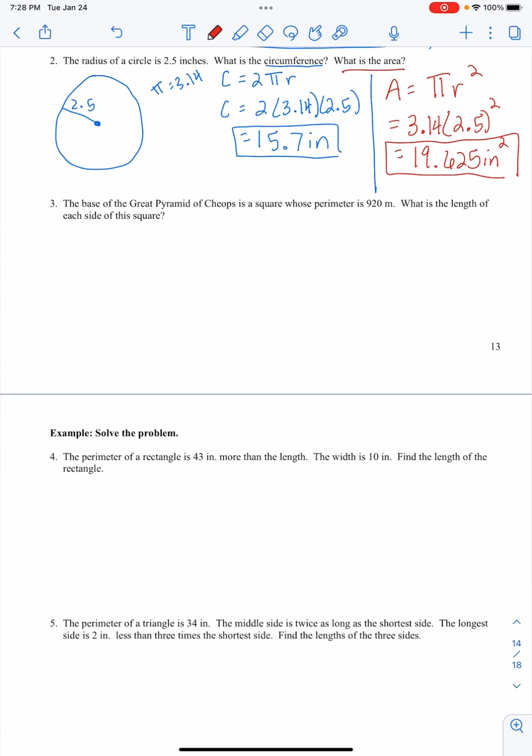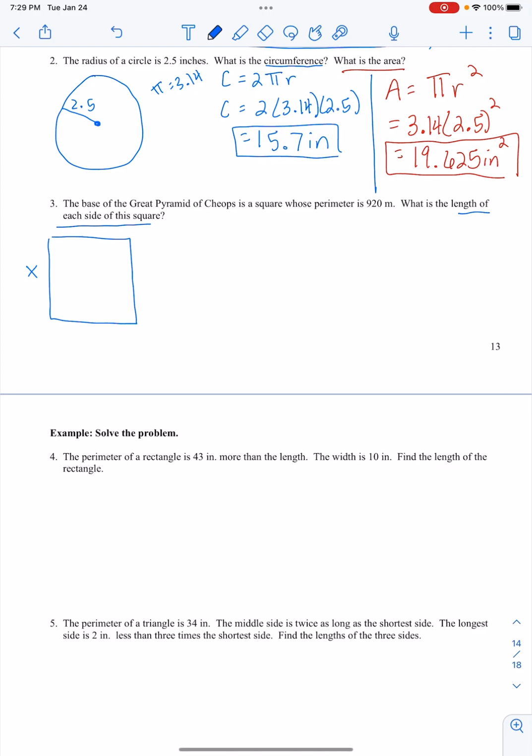Problem 3. The base of the Great Pyramid of Cheops is a square whose perimeter is 920 meters. What is the length of each side of this square? So this would be helped by first drawing a picture. Right? So a square, what do we know about a square? A square has every side the same. So we are to find the length of each side of the square.